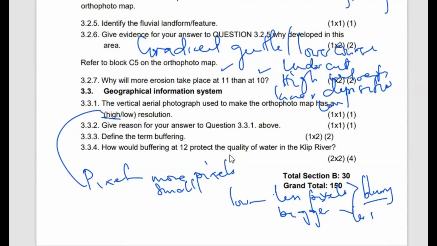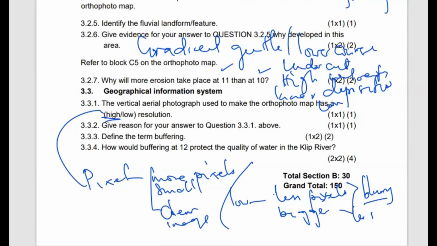It has less detail. It's not visible. This one here gives us a clear image. So that is with resolution. So it's a high resolution. Give a reason for your answer. Why are we saying so?